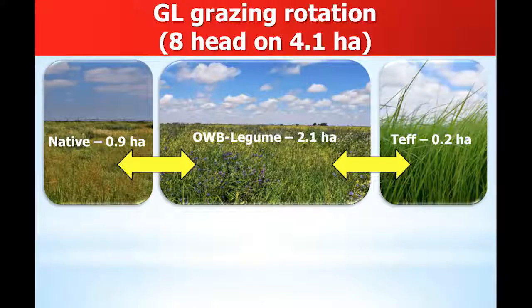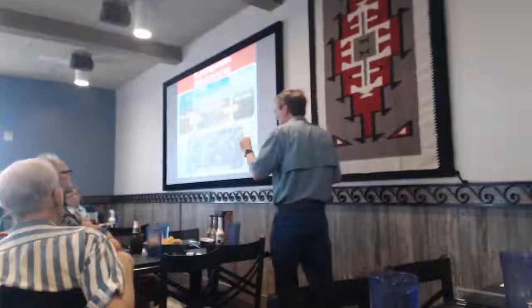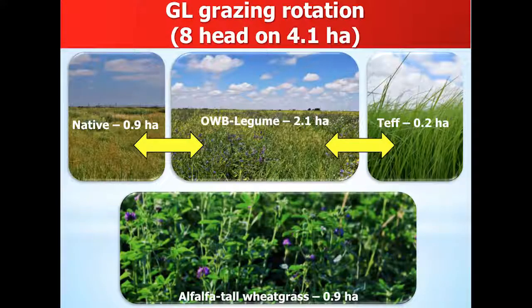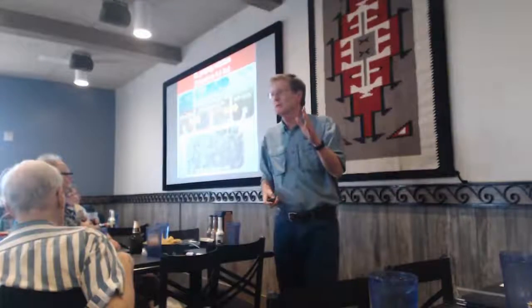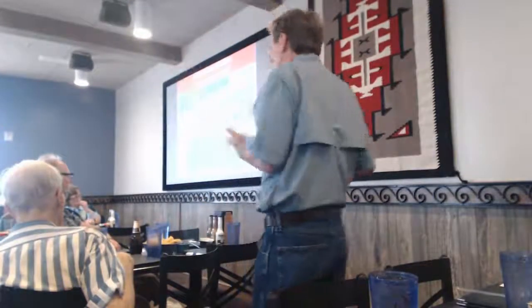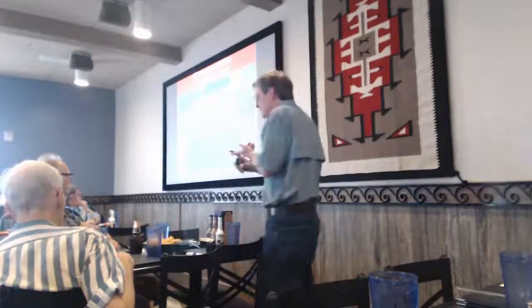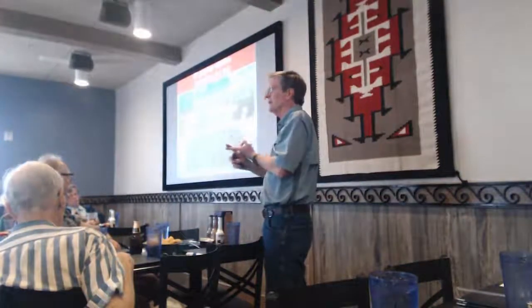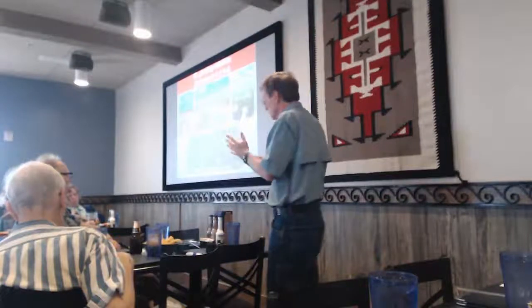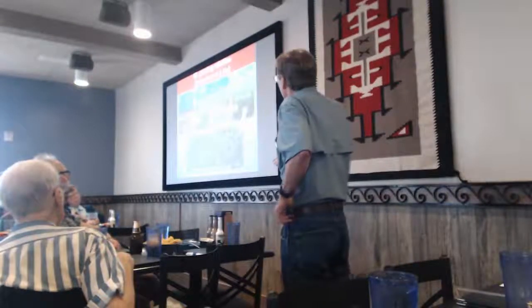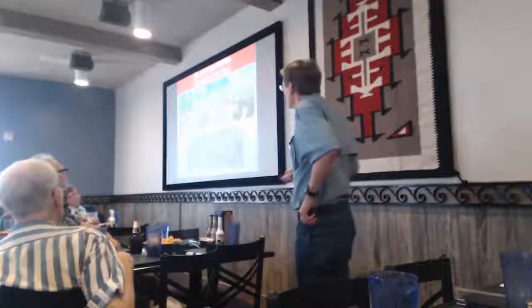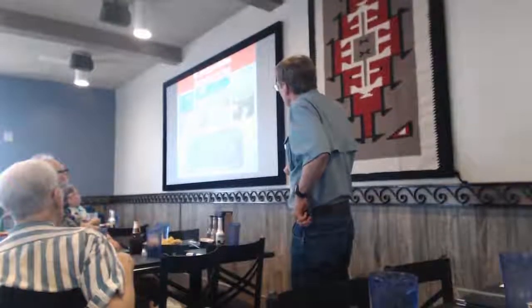But we also have another trick that I introduced here. And that is an alfalfa tall wheatgrass. Tall wheatgrass is a native, it's a regular grass. That's quite well. In fact, it's the only native cruising annual grass that does. It's too bad. The alfalfa content was high. It was like 80 to 90%. And I call this a protein bank.